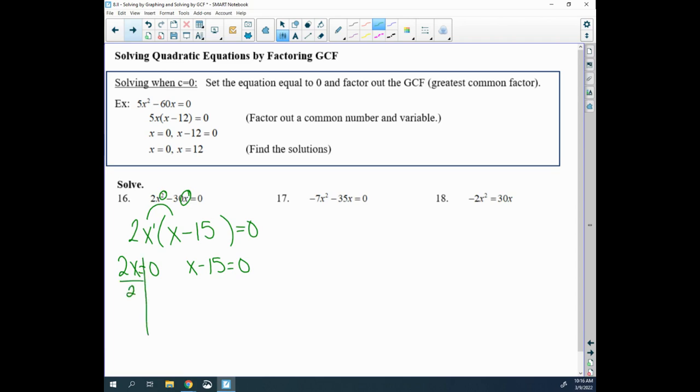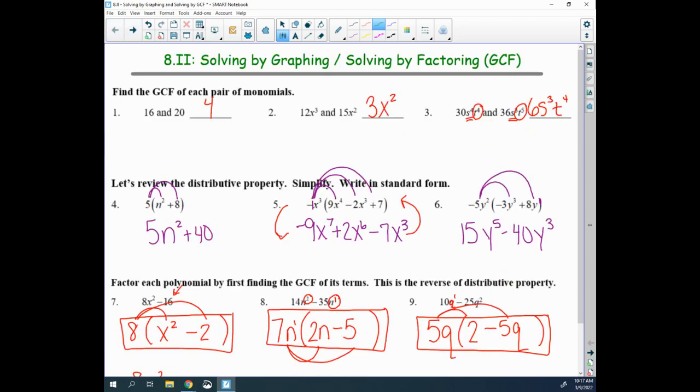So to undo multiplying by 2, we're going to divide. And to undo subtracting 15, I'm going to add 15. So we get 0 and 15 as our answers. So notice there's an equal in my answer because there was an equal in the question. Back on 7 through 9, there was no equal in the question, so there's no equal in my answer. Okay.